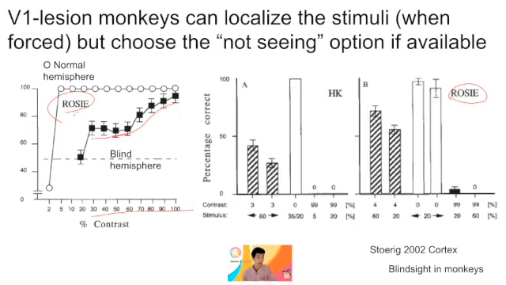And when using the normal hemisphere, let's say the left hemisphere side, she was able to do it even at 3% or 5% contrast. So the contrast threshold is very low here for the normal hemisphere, but quite high for the blind hemisphere.